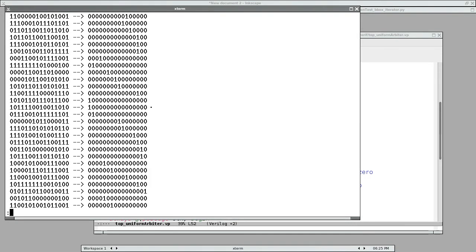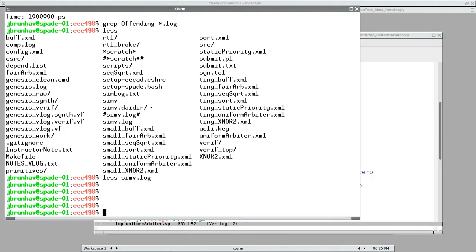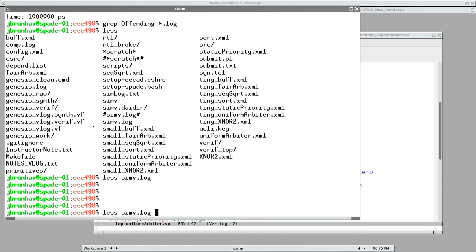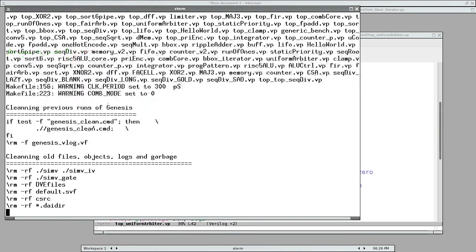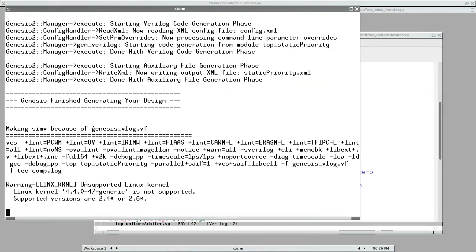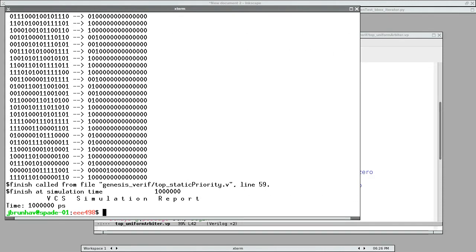So to some degree, our arbiter is doing exactly what we promised, and it's certainly different than our static priority, where its output was, aside from having all those assertion errors, where it favored this left side. So it's certainly doing a more fair job.